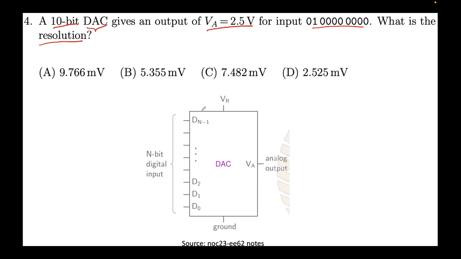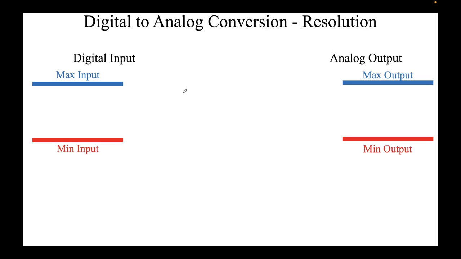DAC means digital to analog. On the input side, you have some n-bit digital input and we get an analog output. In this case, we are interested in voltages, and we provide a reference voltage and a ground that essentially determine the analog output. Now let's see what the second term, resolution, means. If you have a digital input and an analog output, then for the digital input you have some minimum input and a maximum input, and there will be a corresponding mapping to a maximum output and a minimum output.